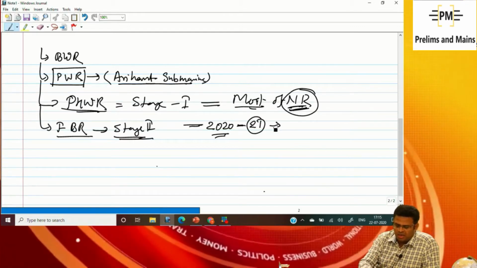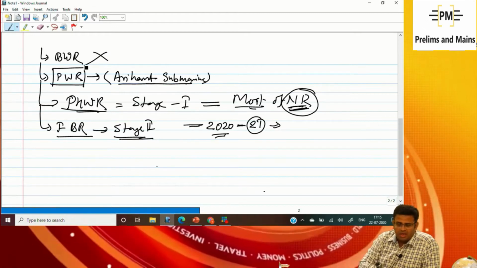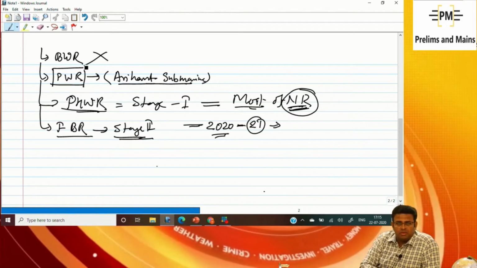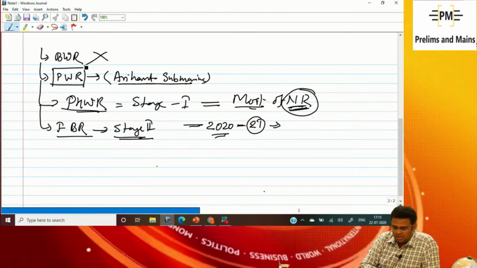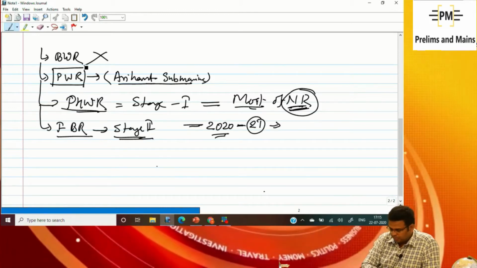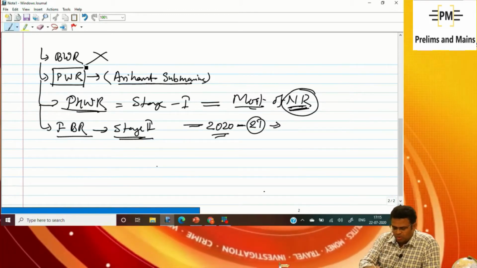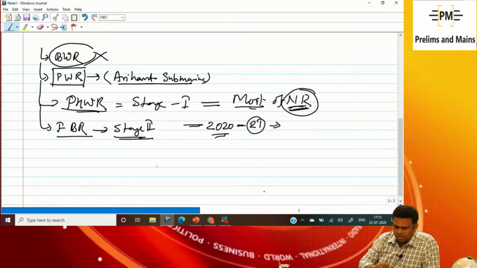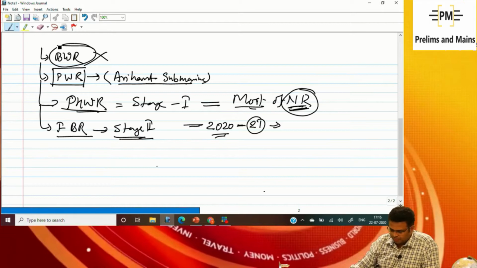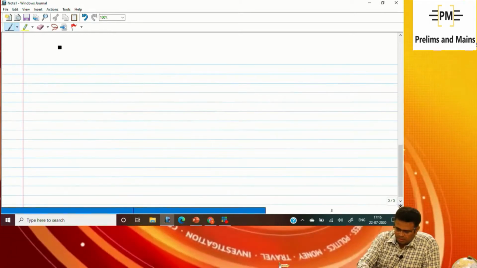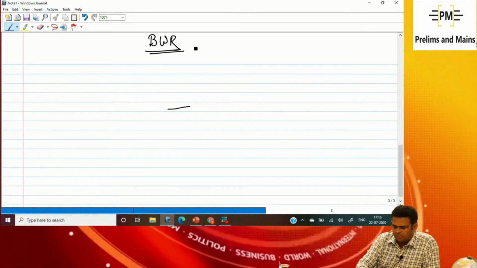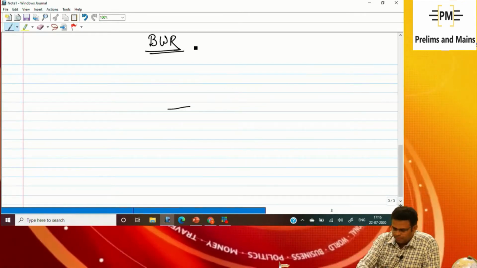India doesn't have a boiling water reactor. Okay. Must understand, India doesn't have a boiling water reactor. Clear to you? So I am going towards the first one, boiling water reactor, the first type of reactor that we are going to see.